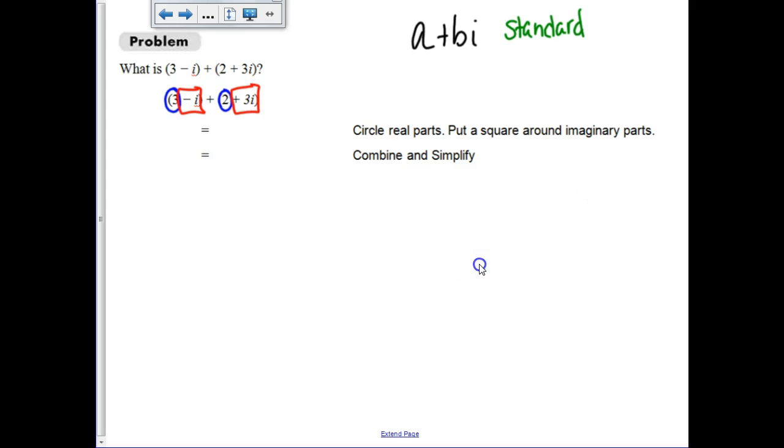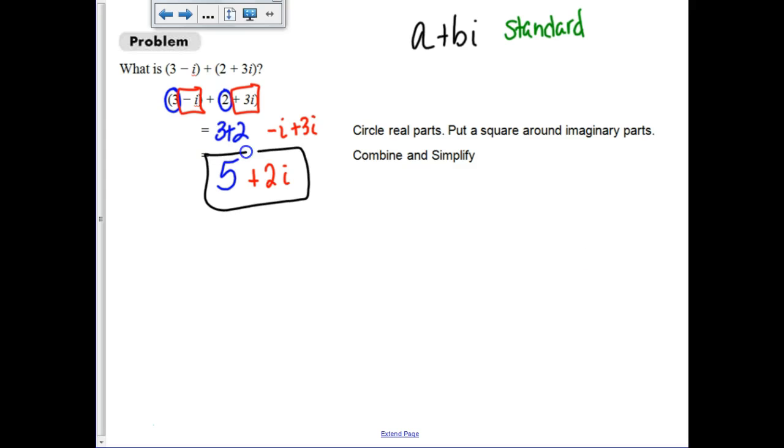So if I try to add the real parts together, that's the same thing as saying 3 plus 2. And if I try to add the imaginary parts together, that's saying -i plus 3i. Well, go ahead and simplify that for me, ladies and gentlemen. 3 plus 2, better known as 5. And then what would happen with -1i plus 3i? It would be positive 2i. Yep, they're almost like variables, like an x. But they're really not.